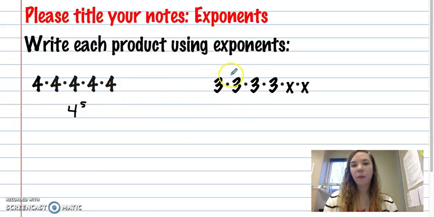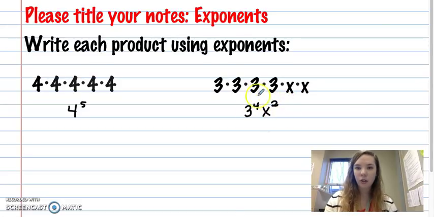Over here for this example, you can only write things with an exponent when it's the same thing over and over again. So here I have 3 4 times, so that's 3 to the 4th power. And then I have 2 x's, so that's x squared. So you can't combine them and say that the exponent is 6. They each have their own piece. So we have 4 3's and 2 x's. So we have 3 to the 4th power and x to the 2nd power.